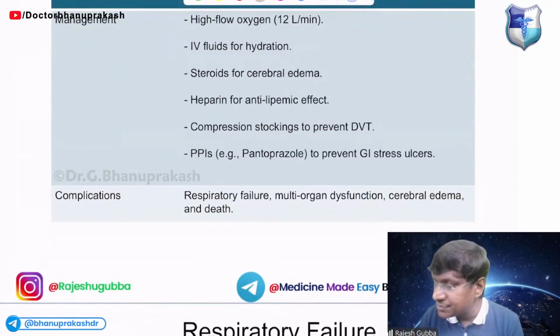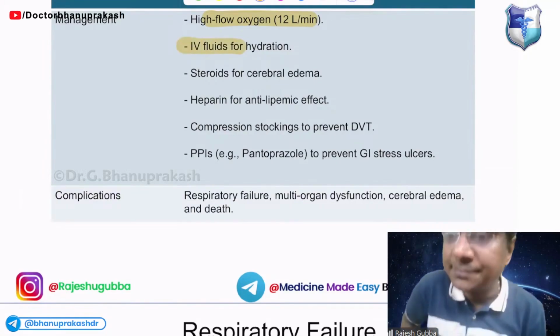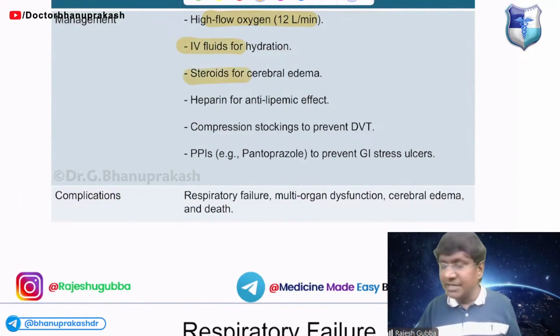How do you treat these patients? You need to give high flow oxygen, that is 12 liters per minute is the oxygen that we give. Then IV fluids have to be given for hydration. And steroids have to be given mainly for the cerebral edema.